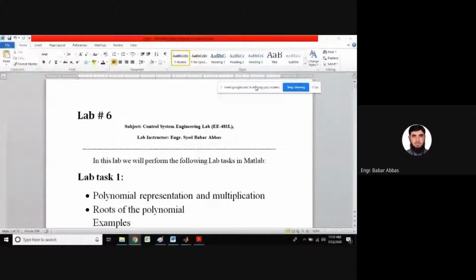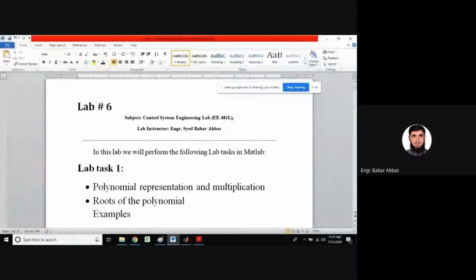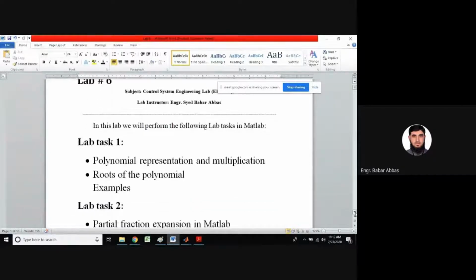Welcome to lab number 6, Control System Engineering lab. In this lab, there are various lab tasks. We have to perform the various lab tasks in MATLAB. The first lab task is the representation of polynomial in MATLAB.